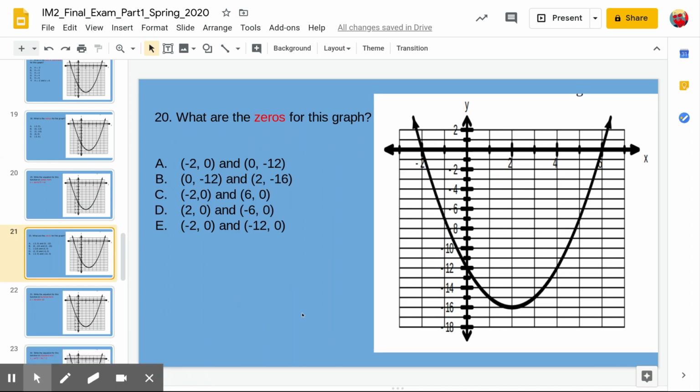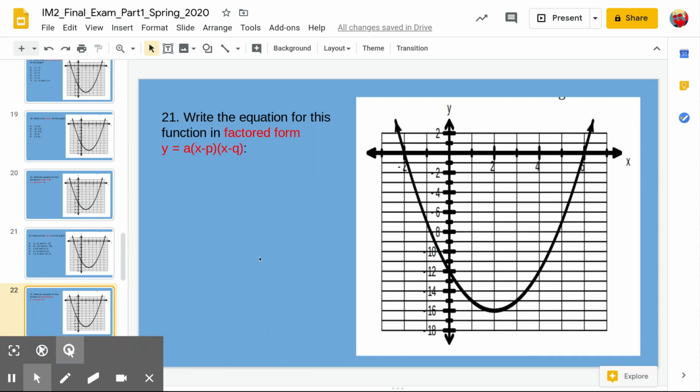Question 20, what are the zeros for this graph? And I'll tell you, another name for the zeros is the x-intercepts, if that helps you. A, it says (-2, 0) and (0, -12). B is (0, -12) and (2, -16). C is (-2, 0) and (6, 0). D is (2, 0) and (-6, 0). E is (-2, 0) and (-12, 0).